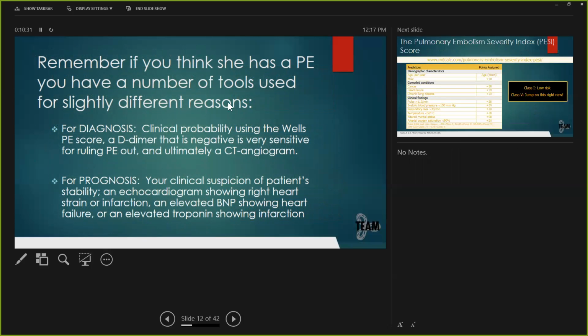So also, if you think the patient has a PE, you have a number of tools for slightly different reasons. For diagnosis, it's mainly the clinical probability, whether the patient is symptomatic. You use a Wells score. A negative D-dimer test is very sensitive for ruling out PE. And then ultimately you do a CT angiogram.